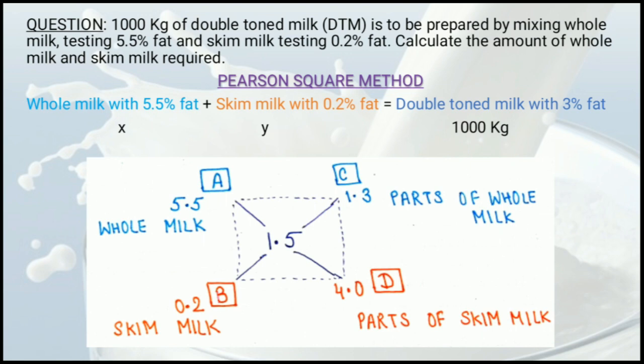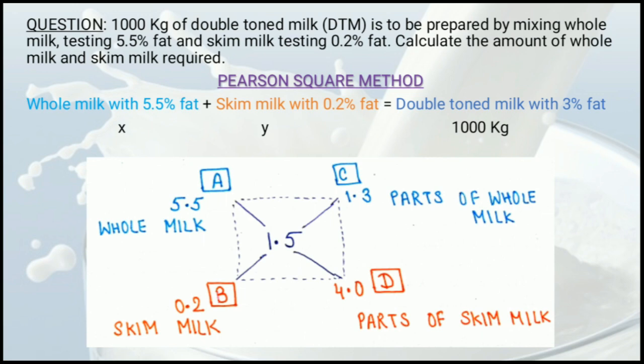The question says that we have to make double toned milk and the amount of double toned milk is 1000 kg. Means we need to make 1000 kg of double toned milk. And how we will make it? We will make it by mixing whole milk which has 5.5% fat and skim milk which has 0.2% fat. And now it is being asked that how much amount of whole milk and how much amount of skim milk are to be mixed so that we can get 1000 kg of double toned milk.